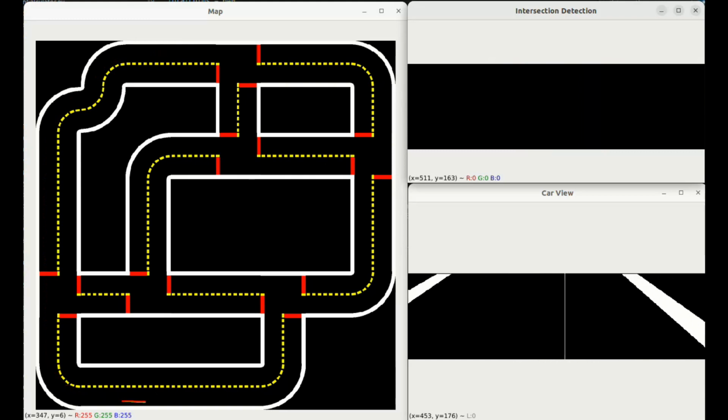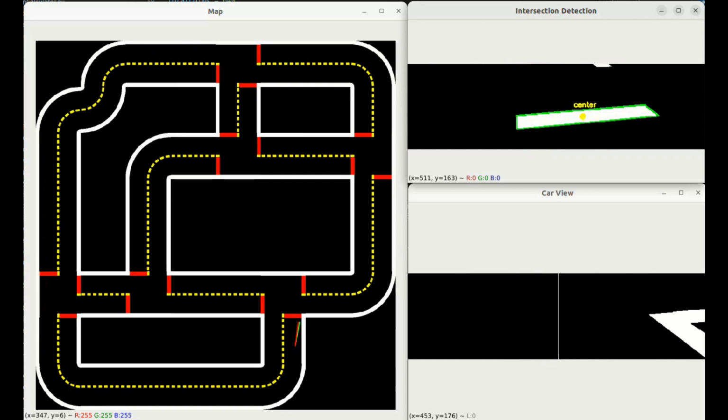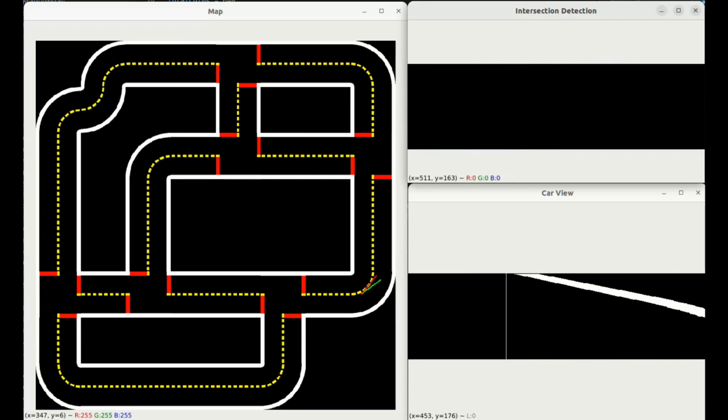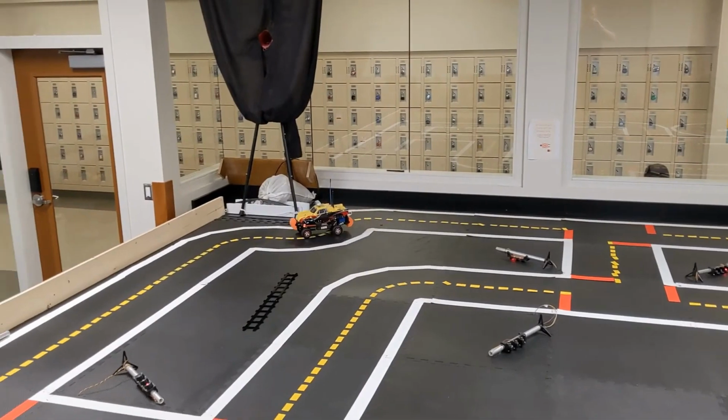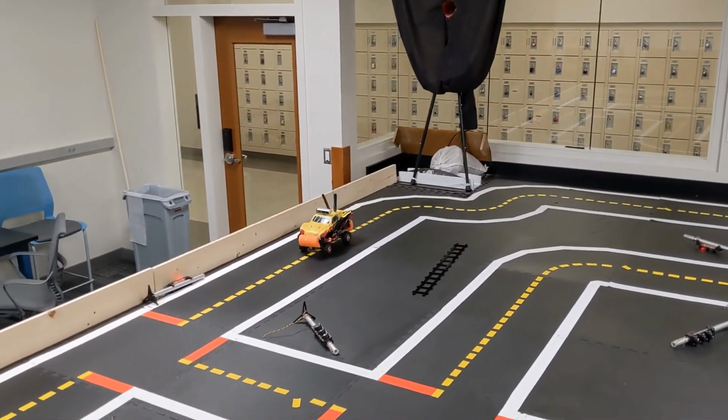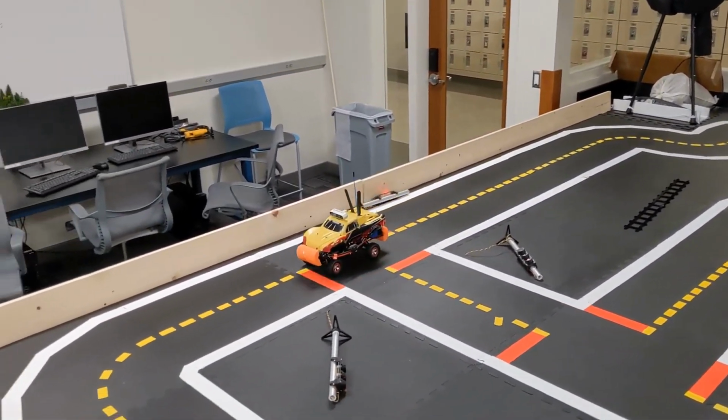The first milestone was to drive the car in the simulator using conventional computer vision methods. The second milestone was getting the conventional computer vision methods working in the real world on the car.